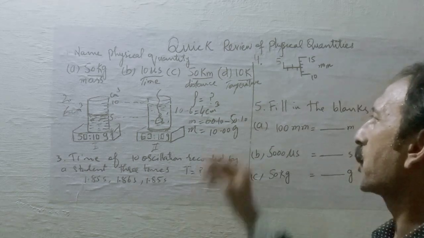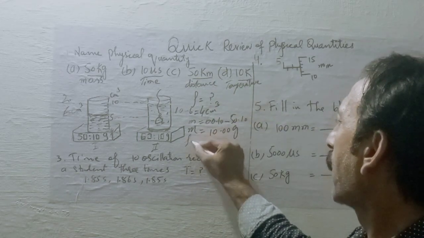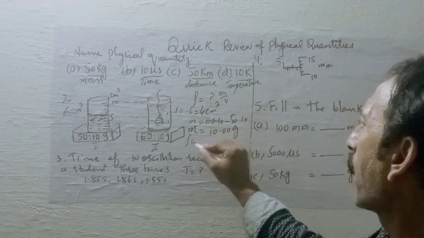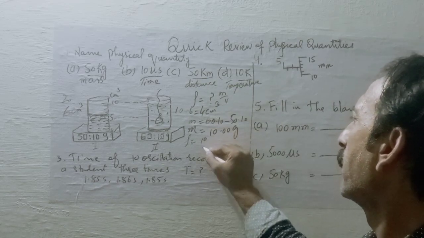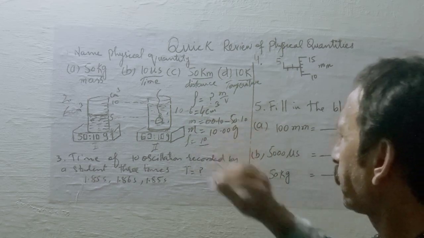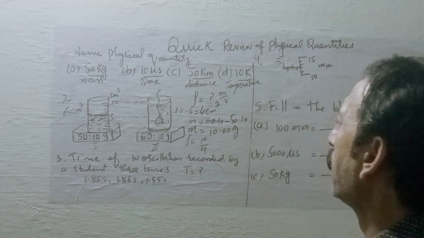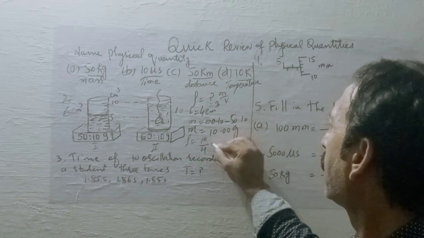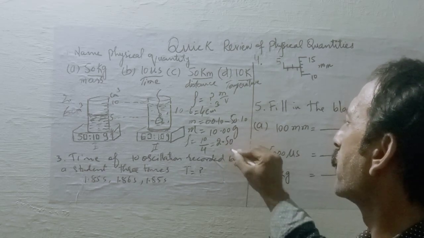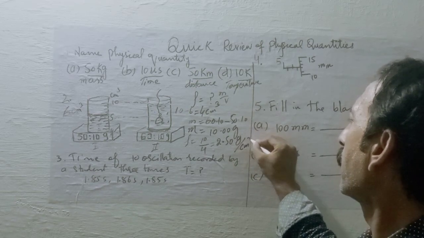What I have asked you here is the density. So now look here, density is equal to mass over volume. Substitute these values: mass is 10 and volume from here you get, that is 4. So 10 divided by 4 is 2.50 grams per cubic centimeter.